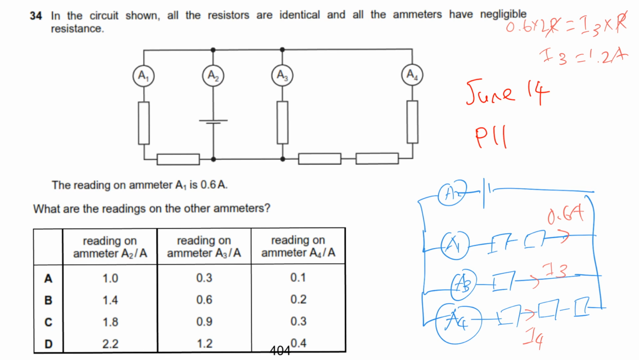And you can also do the same working for the bottom one. So you can use 0.6 times 2R again, but this time it is equal to this PD, which is I4 times 3R. So the R can cancel. So your I4 will be equal to 0.4. So in other words, you already know I3 is 1.2 and I4 is 0.4. So what is A2, which is this current here, I2? It will be a total of this plus this plus this. So 0.6 plus 1.2, which is 1.8, 1.8 plus 0.4, which is 2.2. So the answer is 2.2.